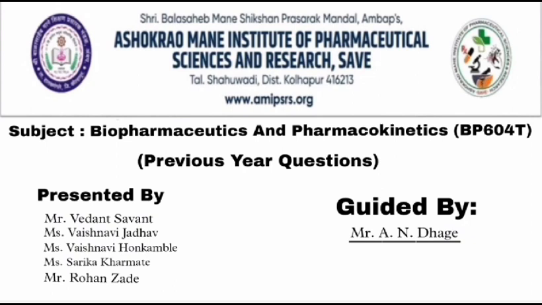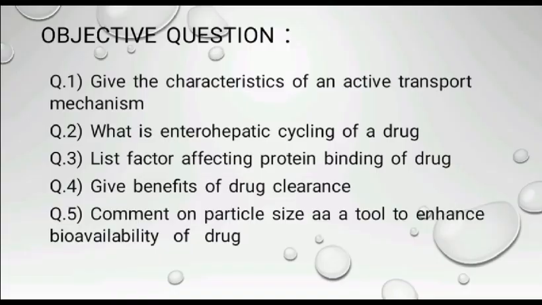A. N. Dhage sir, subject Biopharmaceutics and Pharmacokinetics BP604T, previous year question. Objective question. Question 1. Give the characteristics of an active transport mechanism. Question 2. What is enterohepatic cycling of a drug? Question 3. List factors affecting protein binding of drug. Question 4. Give benefits of drug clearance. Question 5. Comment on particle size as a tool to enhance bioavailability of drug.